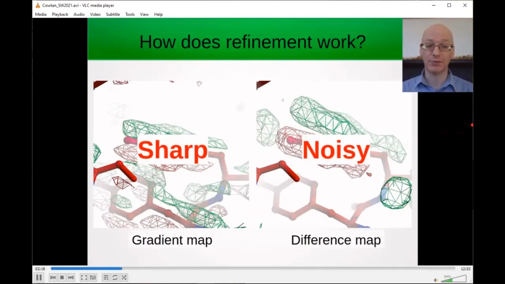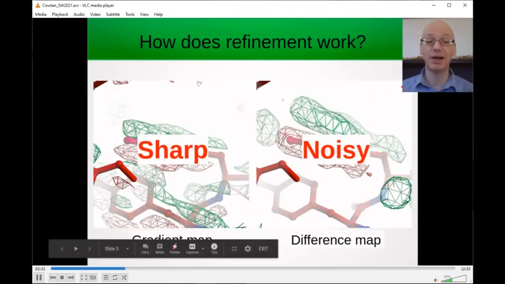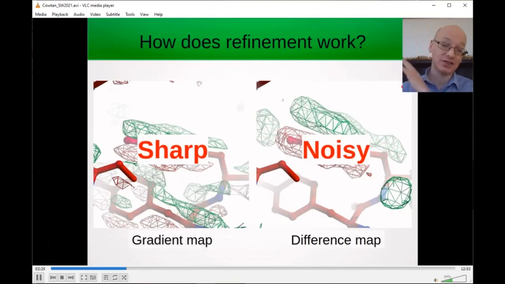Now, there are a couple of problems with this. Firstly, the difference map is the difference between two signals, so it is by definition very noisy. When we subtract one signal from another signal, where the signals are largely similar, then the differences are going to contain much greater contribution from the noise compared to the signal. The other problem is that the gradient maps are by definition very sharp. It's a fundamental property of gradient maps. So when we combine information from the sharp gradient maps and the noisy difference maps, we get parameter shifts which are themselves very noisy.